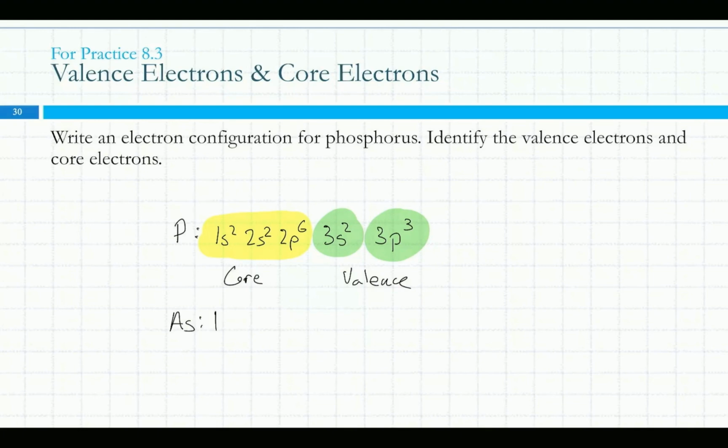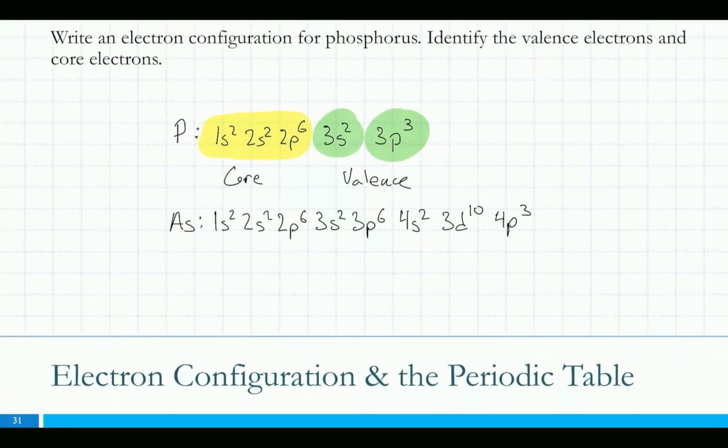So arsenic's going to be 1s2, 2s2, 2p6, 3s2, 3p6, 4s2, 3d10, what are the valence electrons in arsenic? Oh, wait, you said 4p3. That part's right.